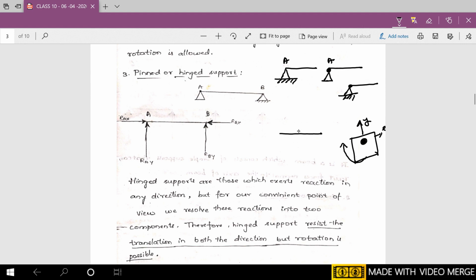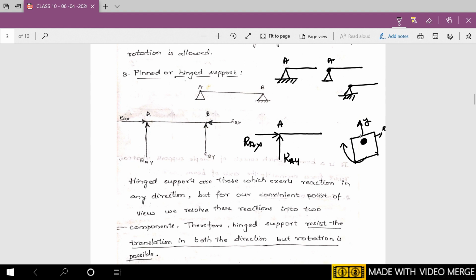For this case, I am writing only one representation here. So this is a point A where there is no possibility of moving in X direction, correct? So I'll be writing RAY because I have two reactions here. That is why RAY is one reaction, and there is no movement along X direction also. So I have to give a reaction in horizontal also, that is RAX. I'll take it as RAX.